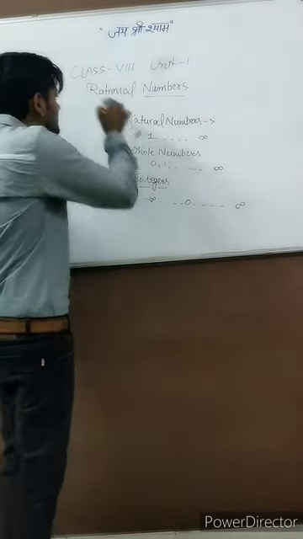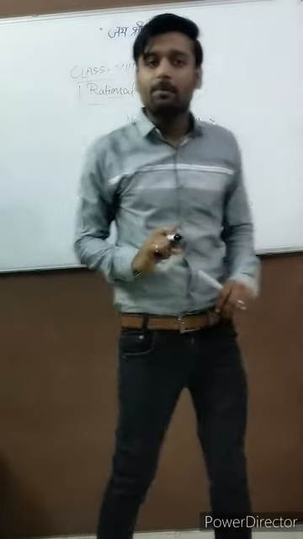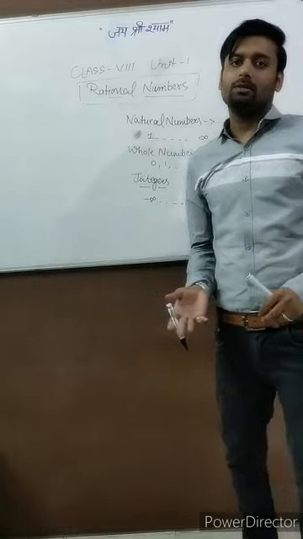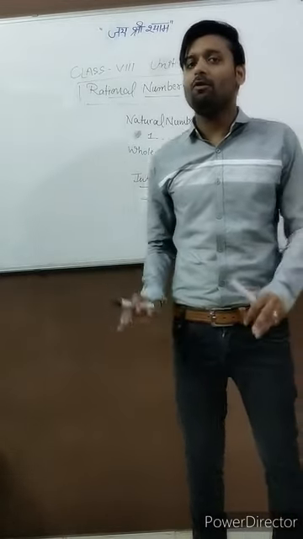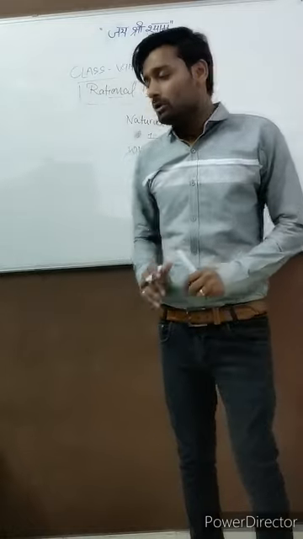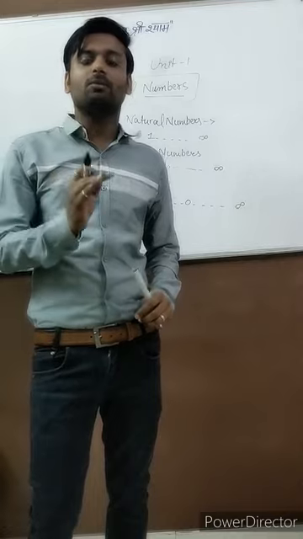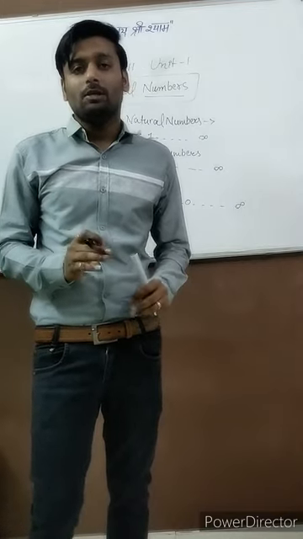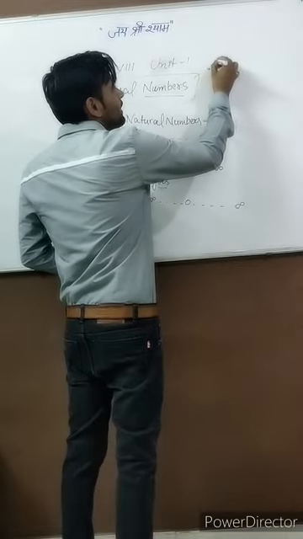Now in this class we understand our rational numbers. So what are the rational numbers? Rational numbers are the numbers which can be written in the form of p divided by q. जो नंबर p divided by q की फॉर्म में लिखे जाते हैं उन नंबर्स को बोलते हैं rational numbers. The numbers which can be written in the form of p divided by q.